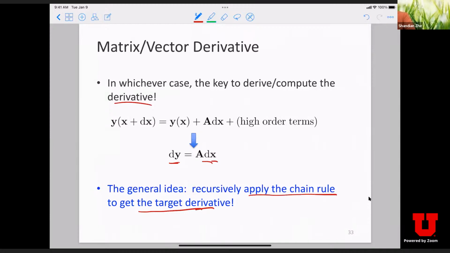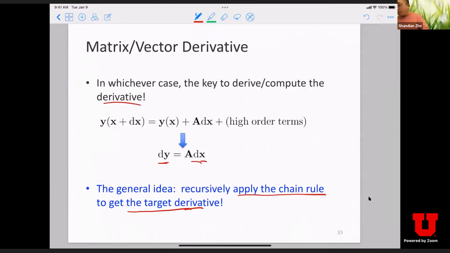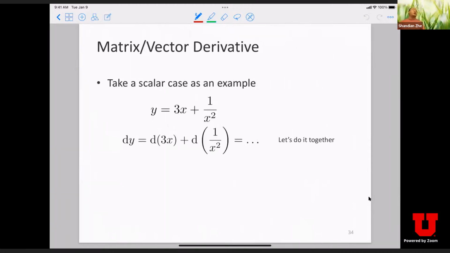But what kind of chain rule can we use, right? Obviously, all these scalar functions, those things we're familiar with, are not sufficient. So next we're gonna talk about how to apply the chain rule recursively. But again, we're gonna start with a simple scalar case, which everyone feels is easy and straightforward. For example, if I know y equals 3x plus 1 over x squared, now if I want to derive dy equals something times dx, how can we do that?